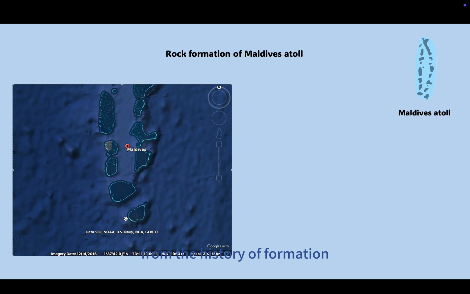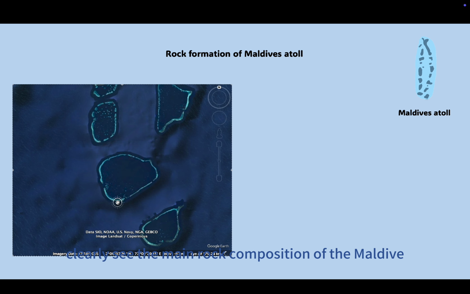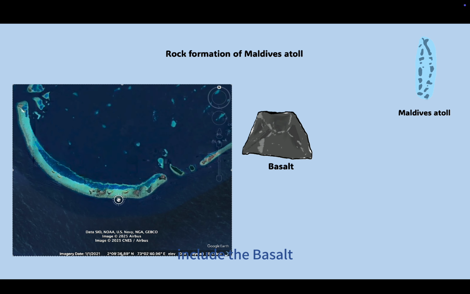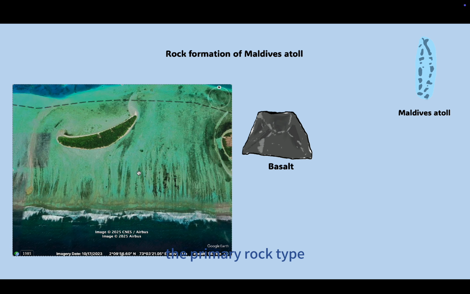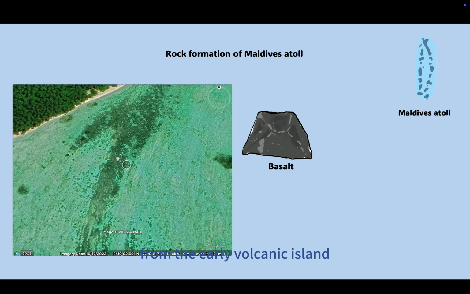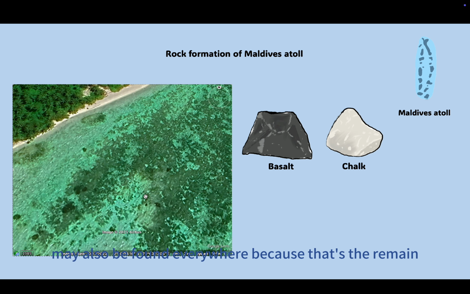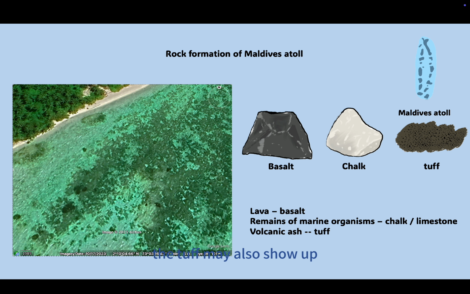From the history of formation, we can clearly see the main rock composition of the Maldives includes basalt, the primary rock type from the early volcanic islands. Chalk may also be found everywhere because it's a remain of corals, shells, and other marine organisms. Tuff may also show up, which is volcanic ash and other pyroclastic materials that accumulate over time.